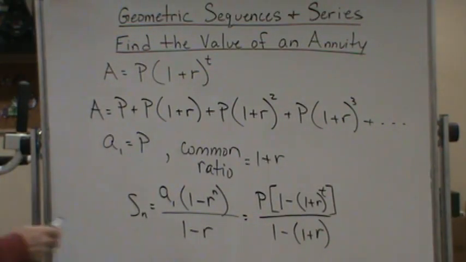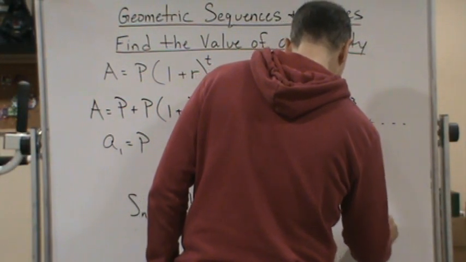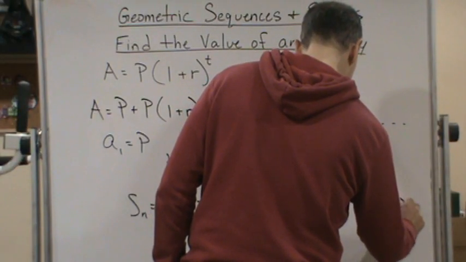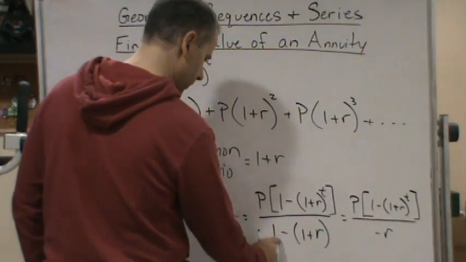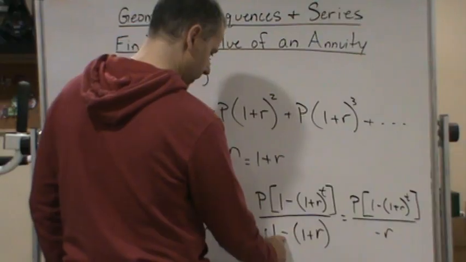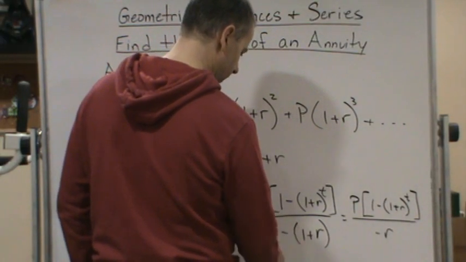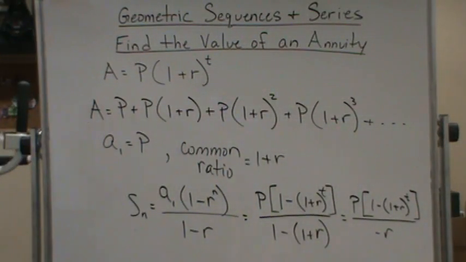Now if we simplify this a little bit, we get... right? Because if we distribute the negative sign, we get 1 minus 1 minus R. The 1's cancel and we get negative R. Okay?